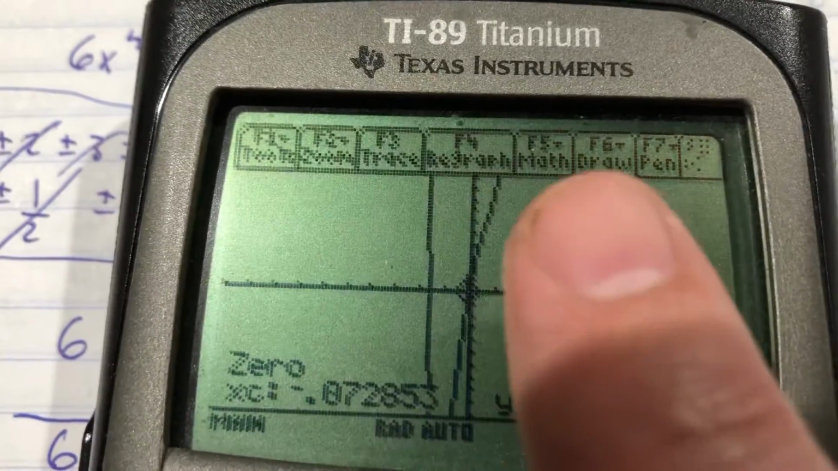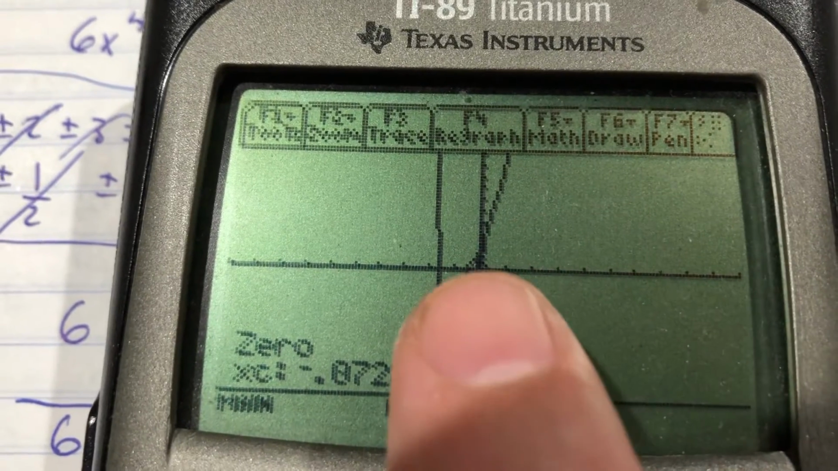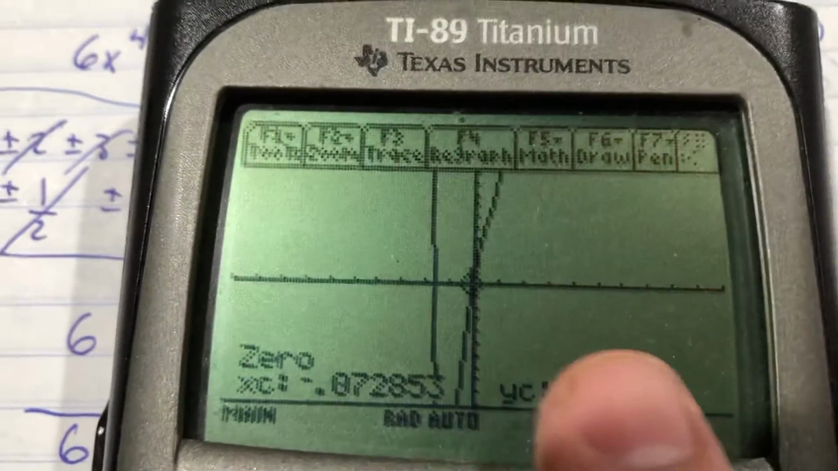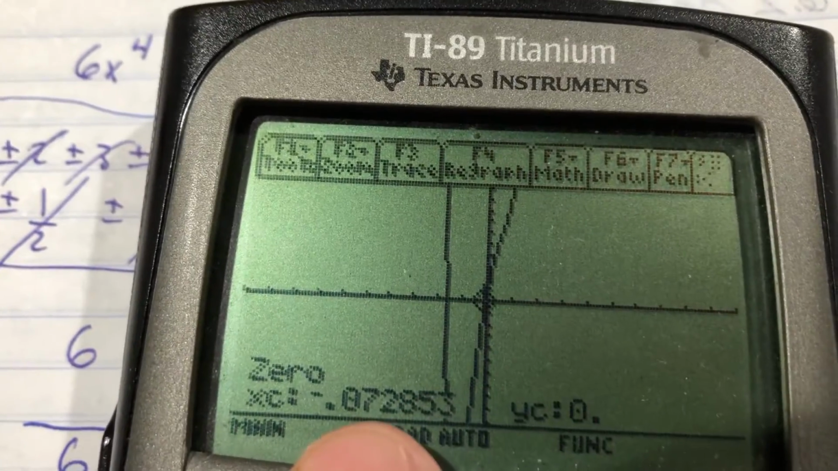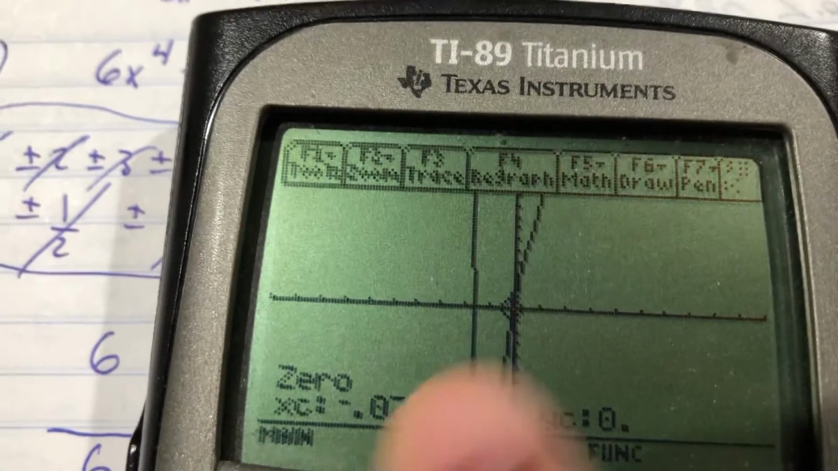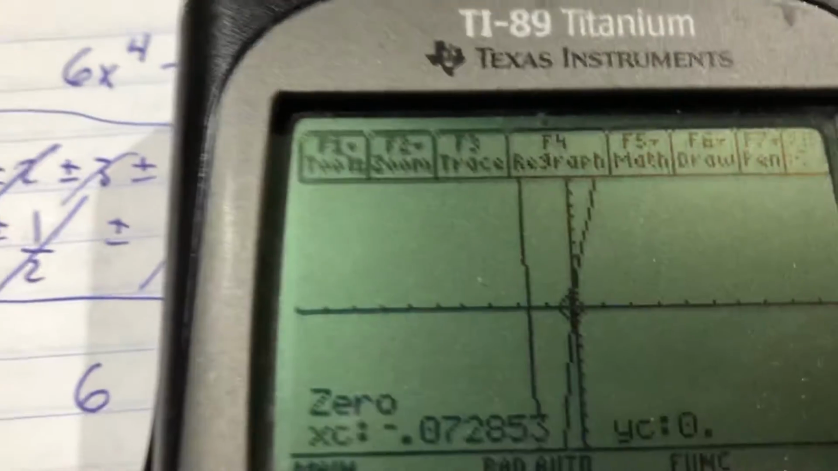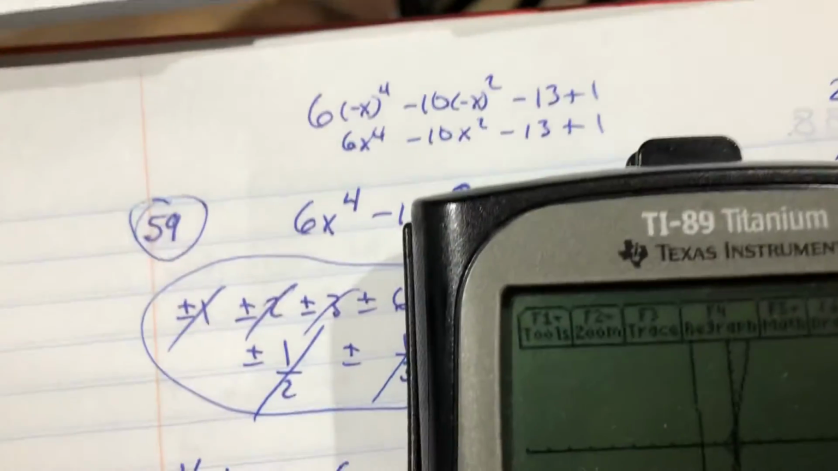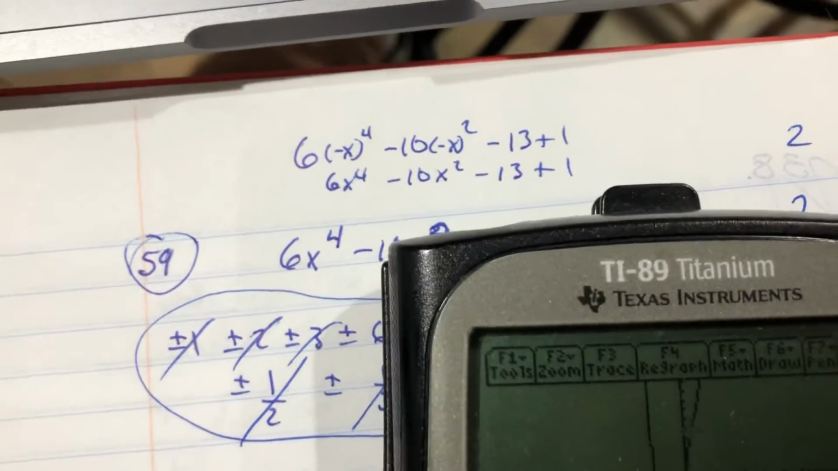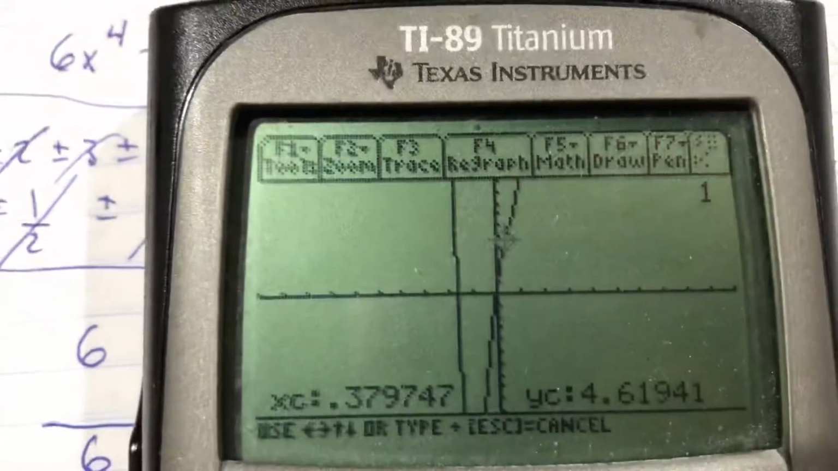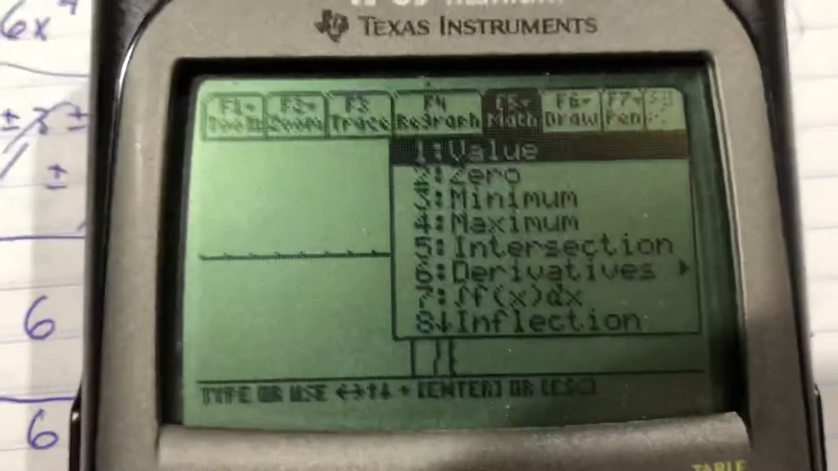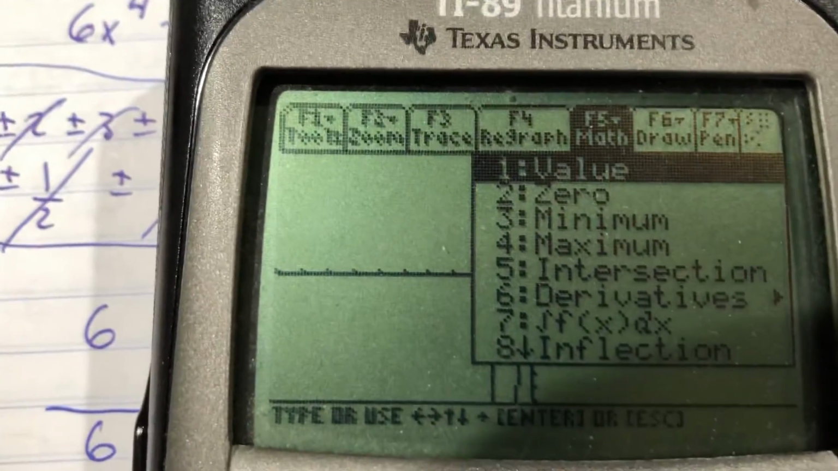So after I graphed it, I did second trace, and then I got this 0. Well, that's an irrational number. And so this root is irrational. Now I'm going to do second trace, well, you guys would hit second trace. I just hit F3, I believe. Nope, F5. There we go. And you'll see your screen that looks like that if you hit second trace.